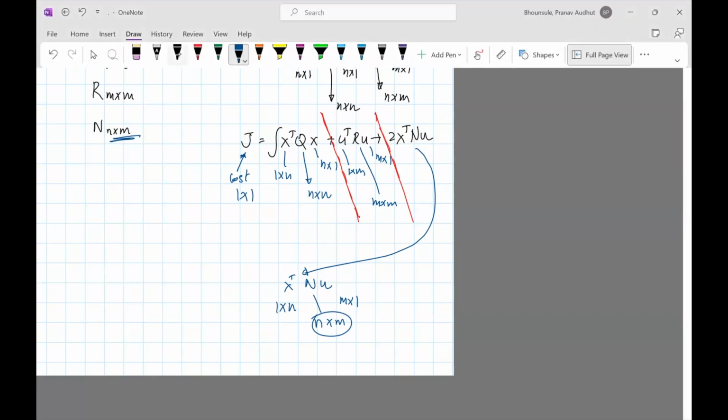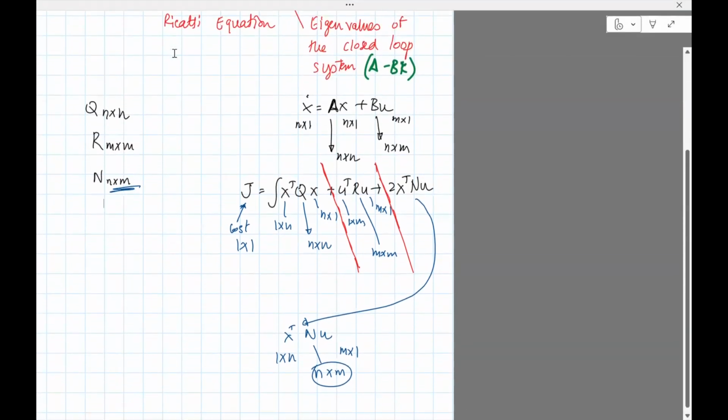So how do you choose them? Typically, to make our life easy, we just choose this cross term N to be 0. And typically what people do is choose Q as some diagonal matrix, usually 1, 1, 1, or the identity. They'll take R, M cross M, as something like rho times I, M cross M. So rho basically scales Q relative to R.